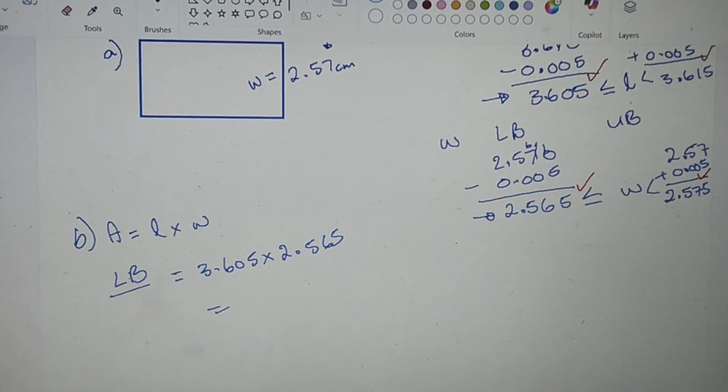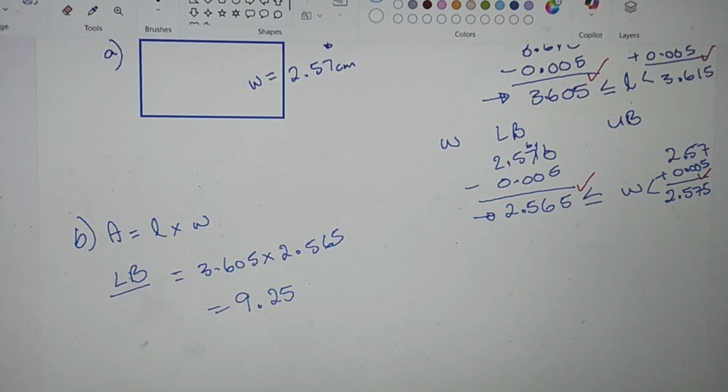Okay, where were we? 3.605 times 2.565 gives me an area of 9, and I'm just going to round this off because they've rounded off to 3 significant figures. I'm going to do the same, 9.25. That will be my lower bound area.